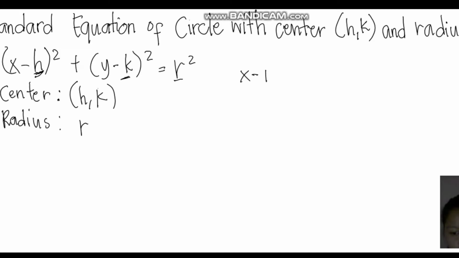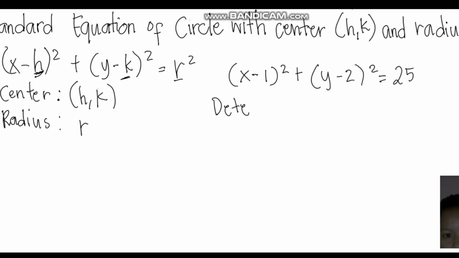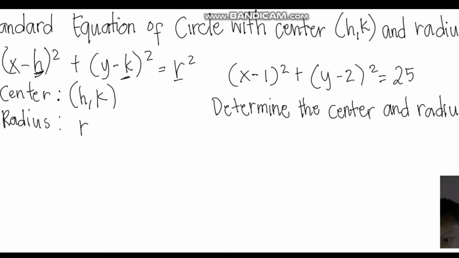So, for example, I have x minus 1 squared plus y minus 2 squared is equal to 25, for example. So, ngayon, ang question dyan, determine the center and the radius. Okay. So, again, x minus 1 squared plus y minus 2 squared equals 25. So, determine the center and radius.